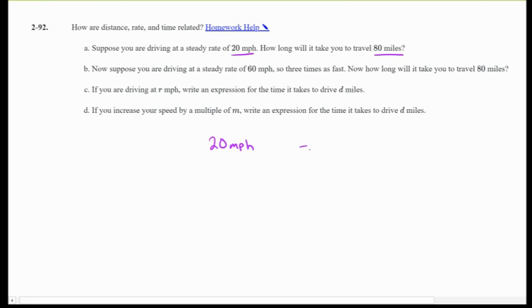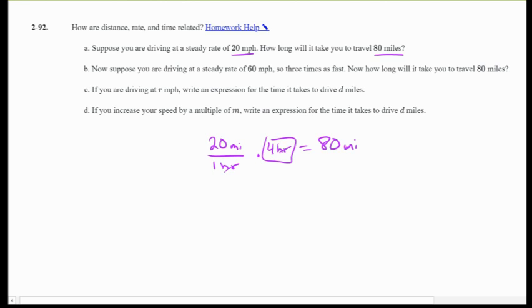And it asks us, what do I do to get to 80 miles? And I could do miles per hour also, like 20 miles per 1 hour. And then I would just need to multiply it by a certain number of hours. And I see here that 20 times 4 is what gives me 80 miles. And so I know that 4 hours is how long it takes me to travel 80 miles.